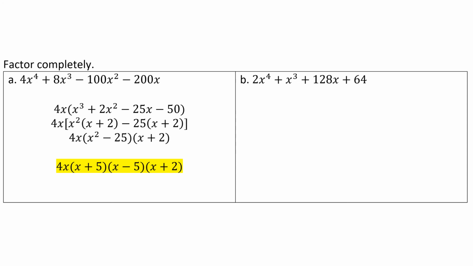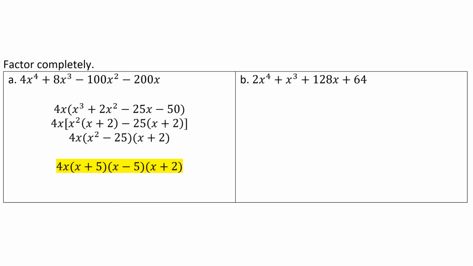Our second example is also raised to the 4th power, so I wonder if we're going to have 4 zeros here. It seems reasonable to assume it's something to shoot for. I don't know if we're going to be able to achieve that. Again, not every term has an x, not every term is even. It doesn't look like there's a greatest common factor for all 4 of these, but we can take an x cubed out of the first 2 terms and be left with 2x plus 1.